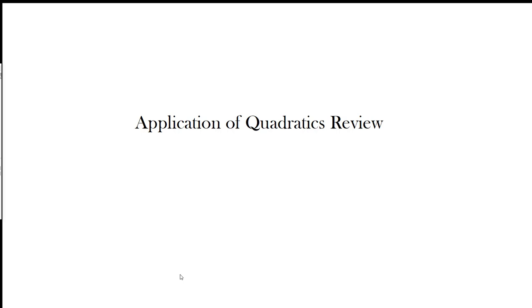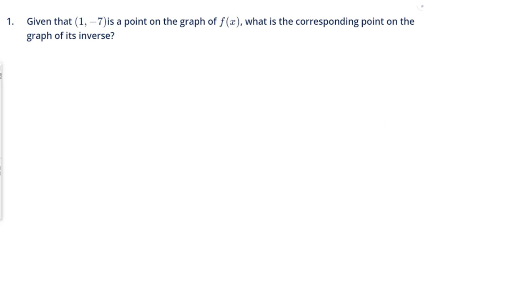So in the Applications of Quadratics review, we're looking at both the inverses and the graphing of the parabola using vertex, focus, and directrix. And so when we're doing inverses, what two things trade places? X and Y. So that means that the inverse of this is -7, 1.